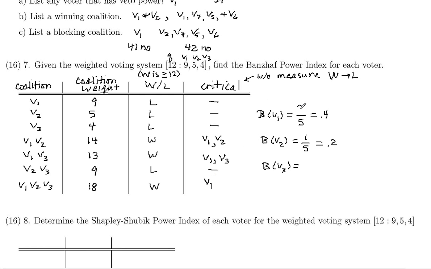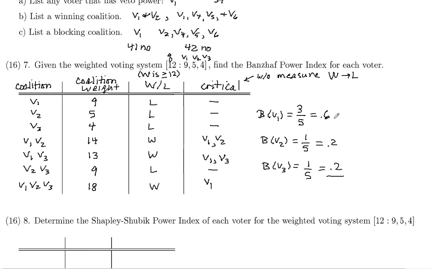So this is 3/5, which actually makes this 60%. The number of times voter 1 is critical, 1, 2, 3, out of 5 total that a voter can be critical. So that's 0.6. The number of times V2 is critical, 1 time you see V2 over here, out of 5. So 1/5, 0.2. The number of times voter 3 is critical, 1 time right here, out of 1, 2, 3, 4, 5. So that's 1/5, which is 0.2.